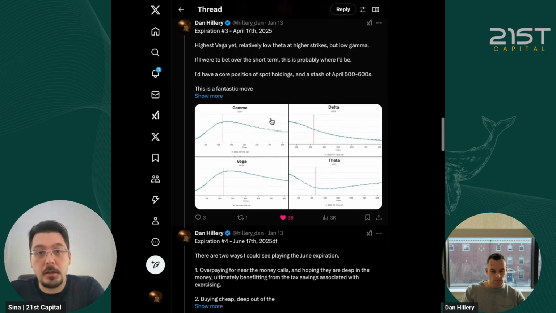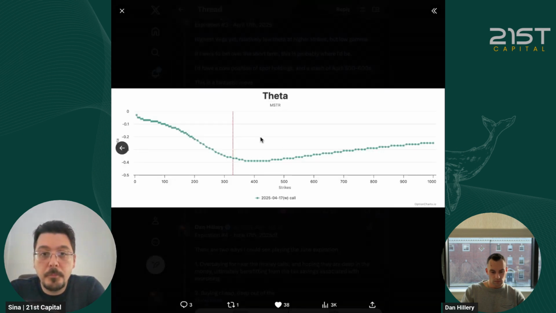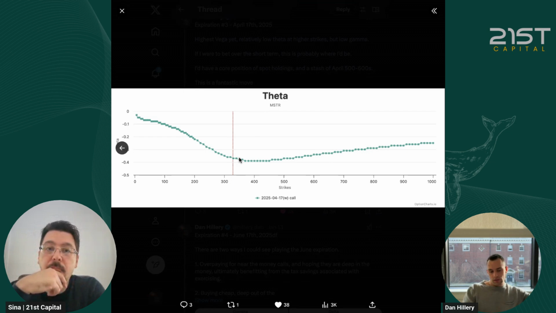Do you have the theta for this one? Yeah, theta 0.4. So a lot lower, right? A lot lower than the 0.6 you're seeing. Yeah, exactly.